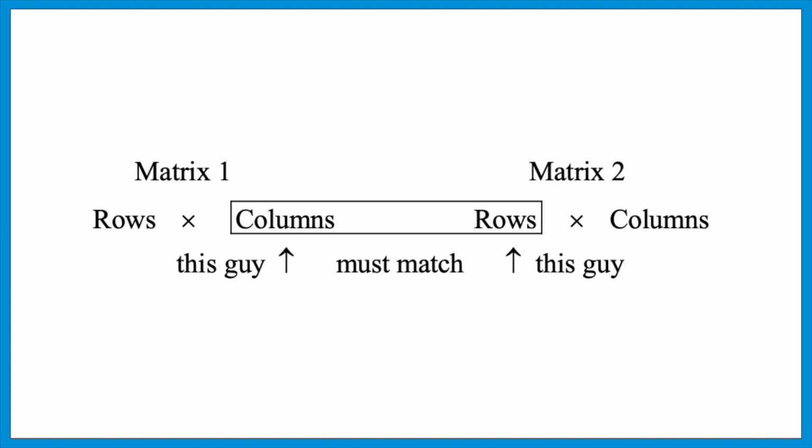Whenever you multiply a matrix, you always list the dimensions of one and then the dimensions of the other, and you list it rows by columns and rows by columns. And when you do, the columns of the first must match the rows of the second. So look at those 2 inner numbers in the box. Those 2 numbers have to match in order for a matrix product to be defined. So let's look at a few examples.